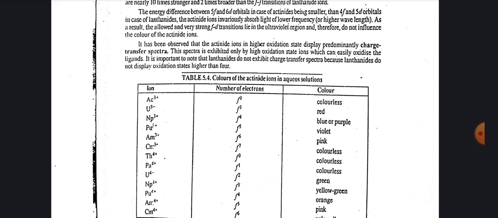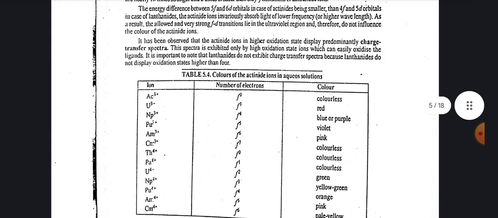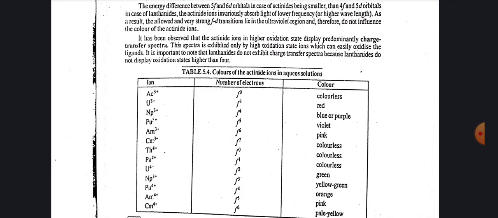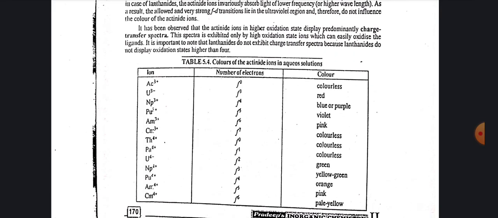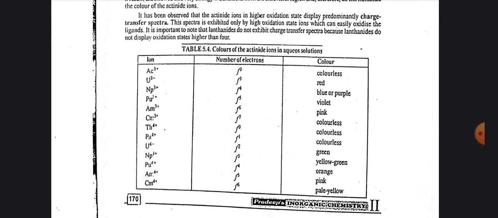The energy difference between 5f and 6d orbitals in case of actinides is smaller than 4f and 5d orbitals in case of lanthanides. The actinide ions invariably absorb light of lower frequency or higher wavelength. As a result, the lower and very strong f-d transitions lie in the ultraviolet region and therefore do not influence the color of the actinide ions.